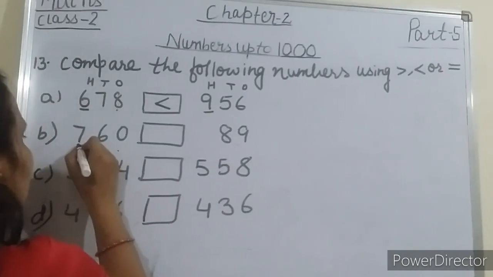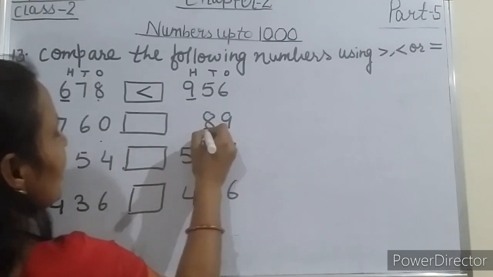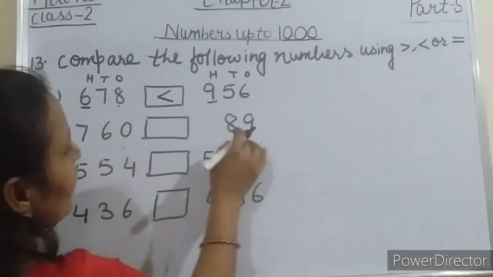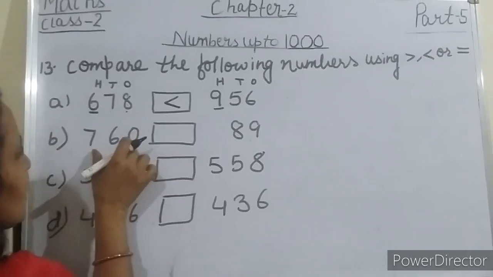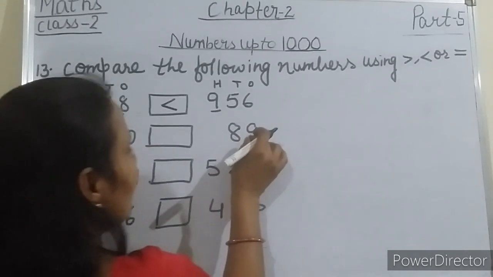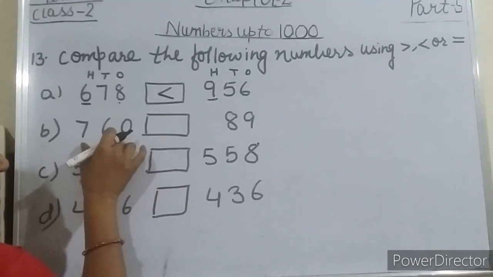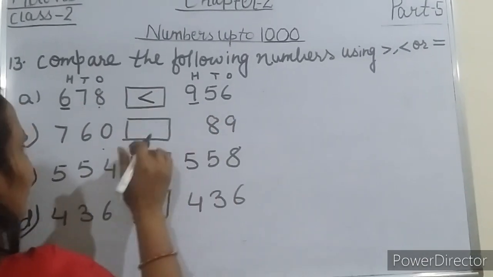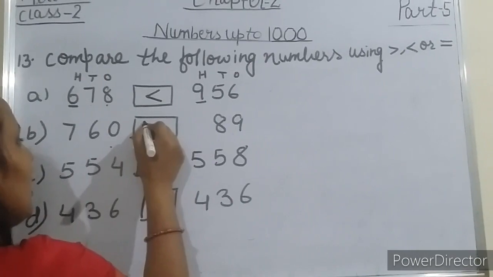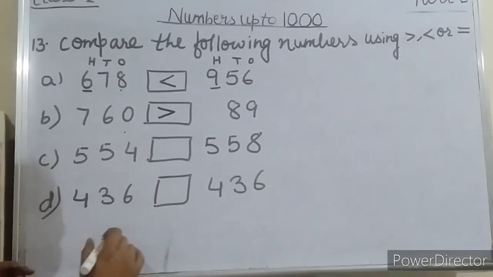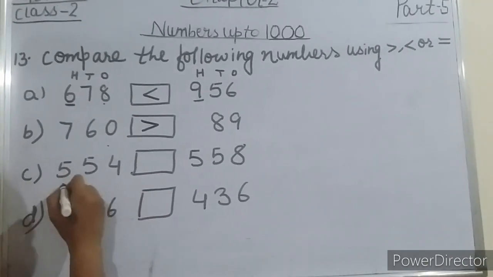Now the second question. Here see, students, 760 and here 89. See here that the number of digits is different. Here there are 3 digits in 760 and in 89 only 2 digits. So obviously a 3 digit number is greater than a 2 digit number. So here 760 is greater than 89. Students, now come to the next.